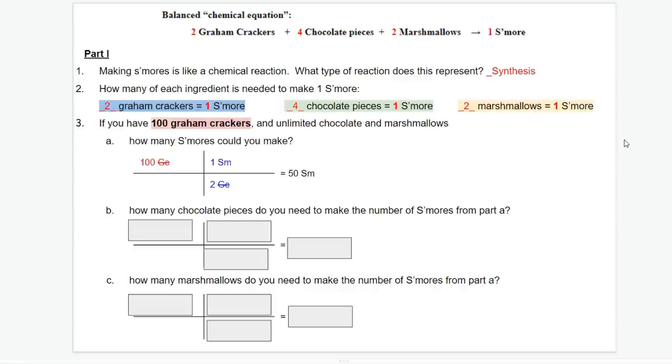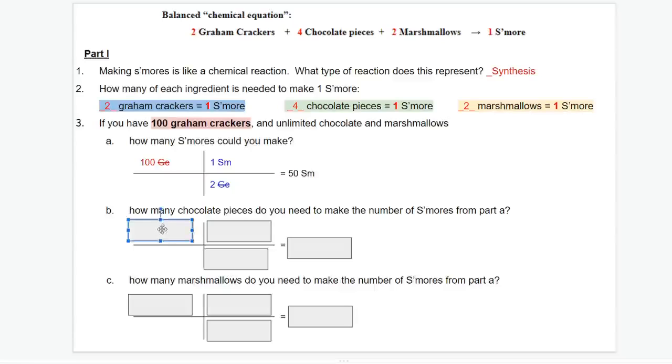Part B says, how many chocolate pieces do you need to make the number of s'mores from part A? So it's a little ambiguous here what our given is. Do we go back to 100 graham crackers? Or do we use the 50 s'mores, which was our answer from A? Now, usually, I would like you to go back to the very original given of 100 graham crackers. But with our given equivalency statements, it's a little bit easier if we start with 50 s'mores. And Part B references the number of s'mores from Part A. So it's okay to use the s'mores from Part A.